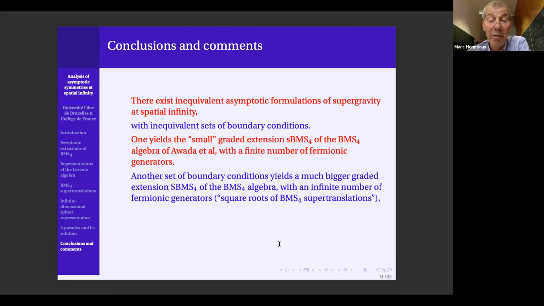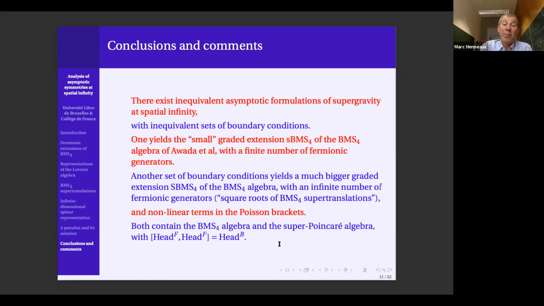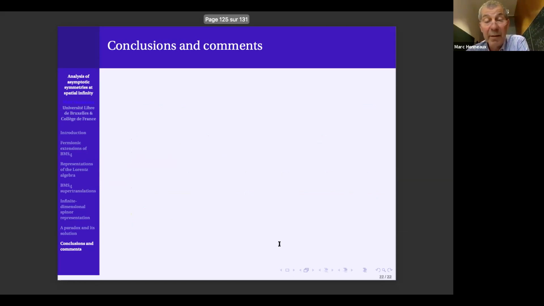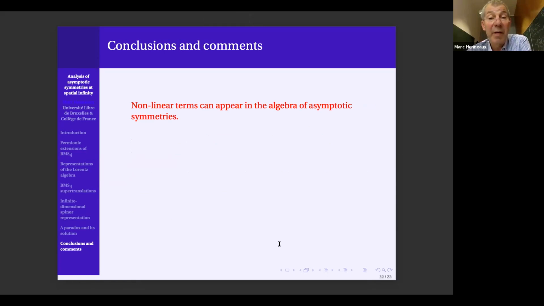But an interesting feature which emerges in the canonical realization is that you have these nonlinear terms in the Poisson brackets. If you look at just the super Poincaré subalgebra, which is contained within this infinite dimensional superalgebra, both contain the familiar relation that the anticommutator of two fermionic generators is a translation. But we have also the same with tails. So we see that nonlinear terms can appear in the algebra of asymptotic symmetries, and that is important.